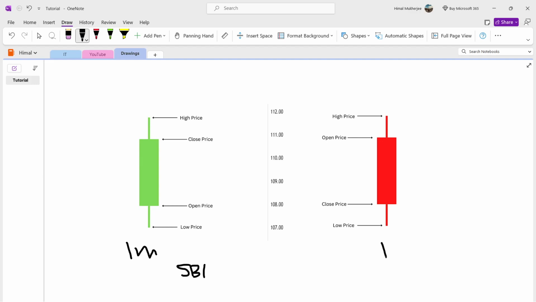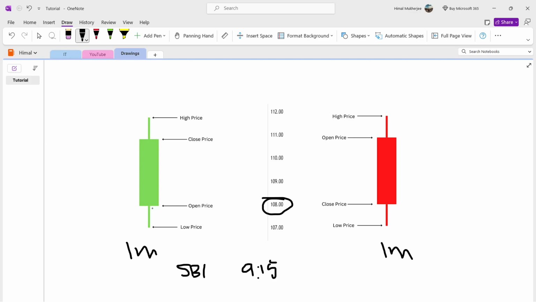Now there are different time frames. There's 1 minute, 3 minute, 5 minutes, 15, 30, 1 day, 1 week, and even monthly. So irrespective of the time frame, the logic remains the same. So now the price of SBI at 9:15 a.m., 9:15, it opens at 108.